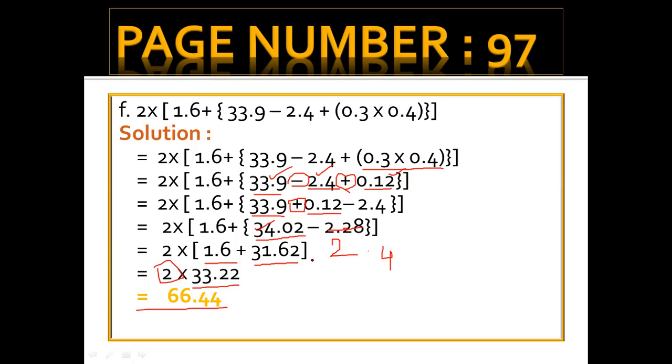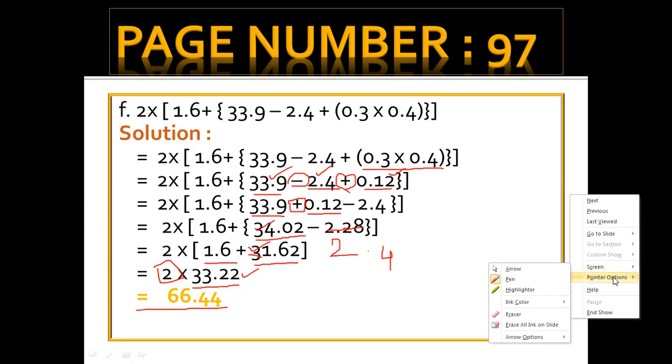By mistake I wrote 2.28 here, but you see that I corrected it to 2.4. When you subtract 34.08 and 2.4, 31.62 will be there. And now we add 1.6 and 31.62, it becomes 33.22. Multiply it with 2 and 66.44 is our required answer. This is the last part of question 2.